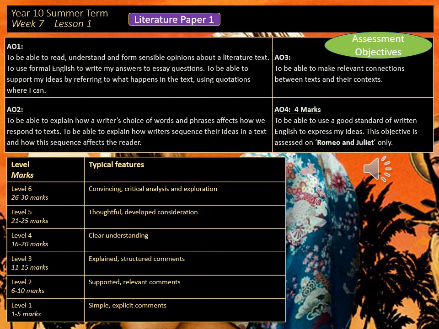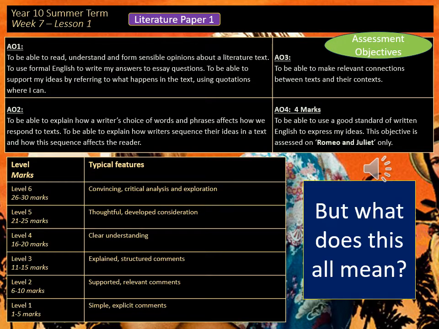And level 6, 26 to 30 marks, convincing, critical analysis and exploration. Now those are the direct words pulled from the examiner's mark scheme. So let's break that down and think about what all of that means.